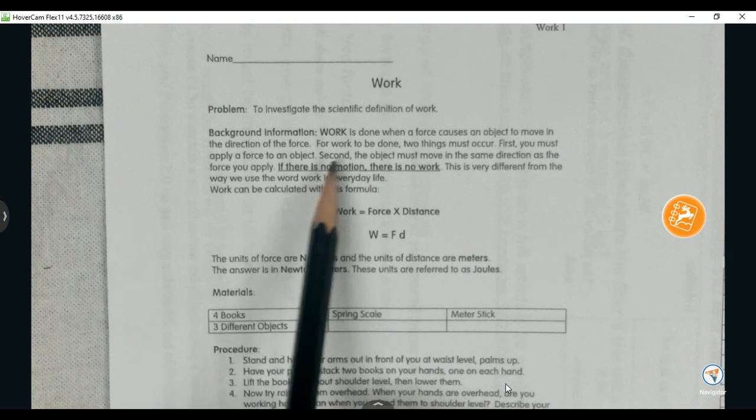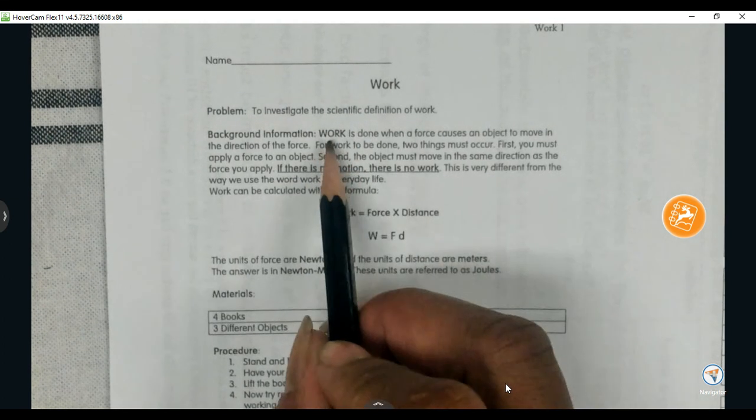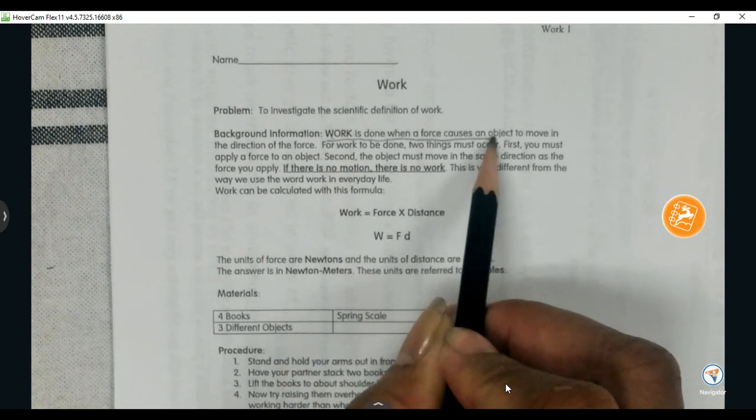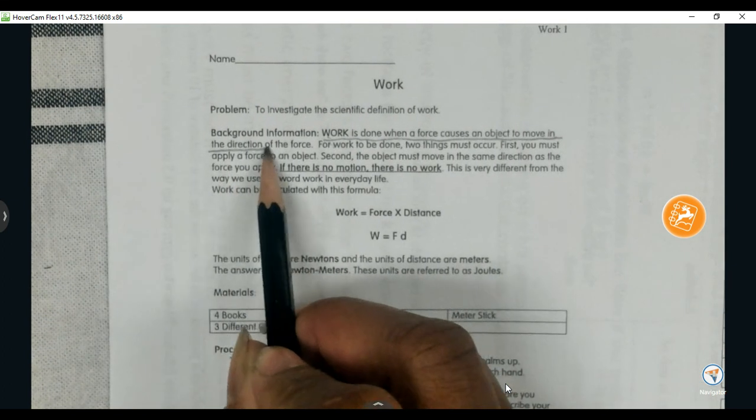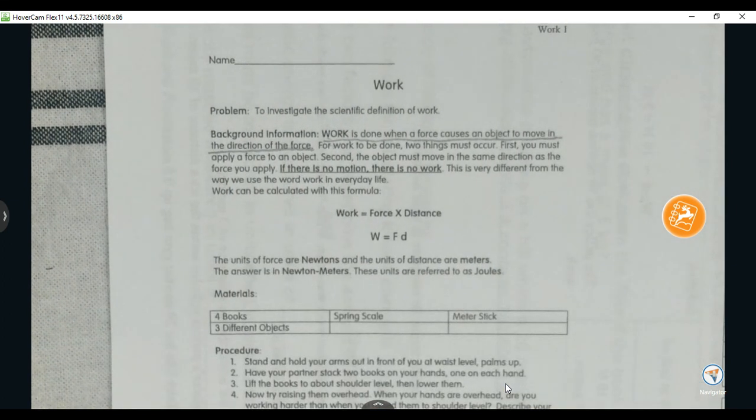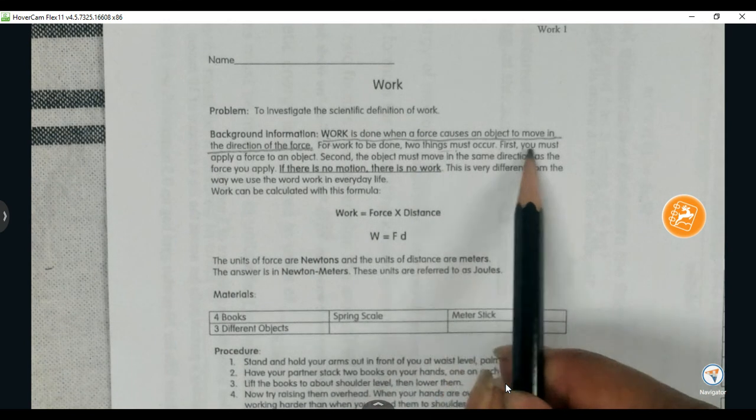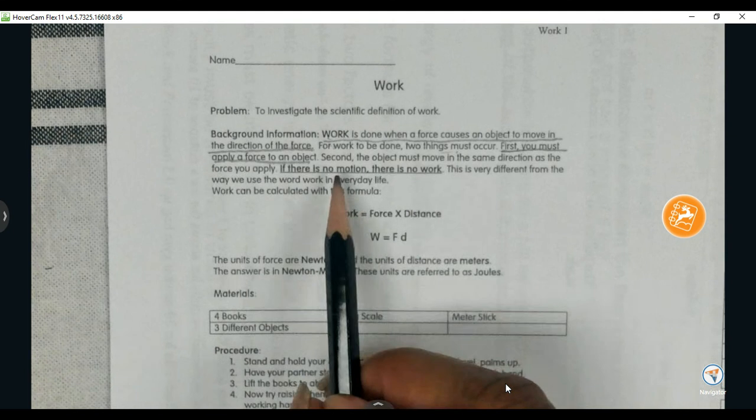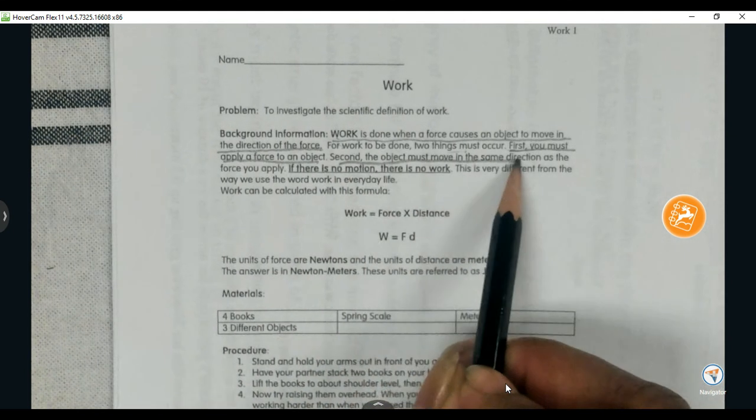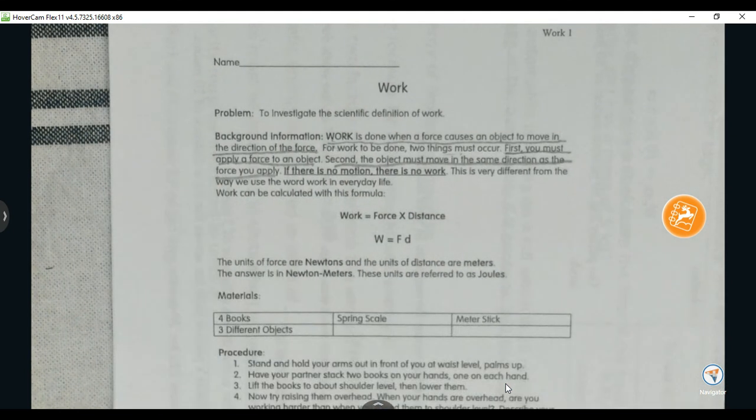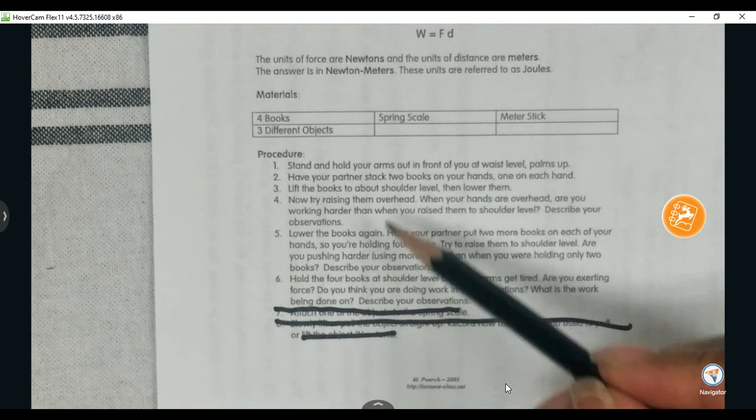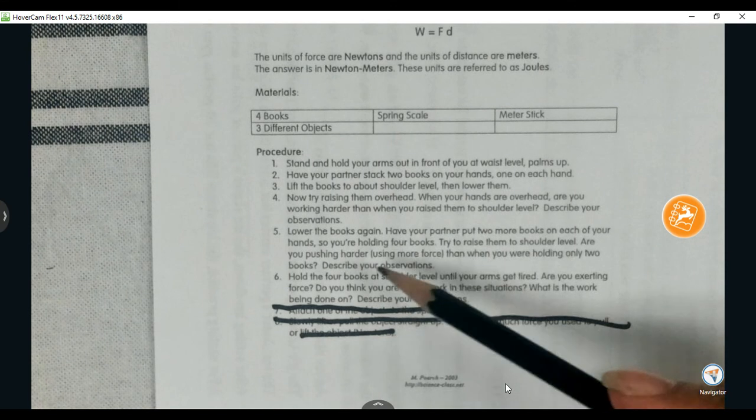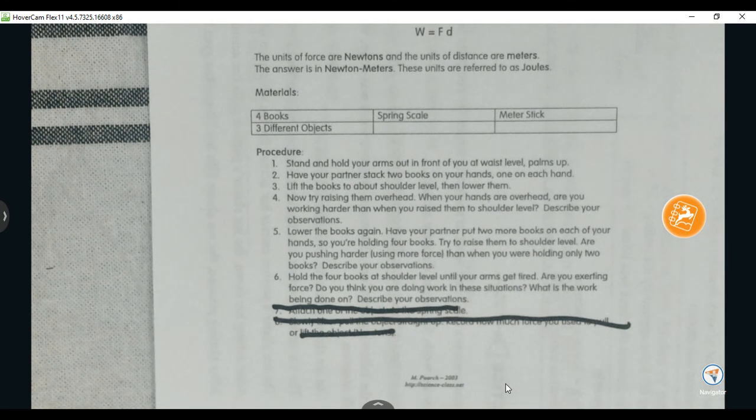So they give us the definition of work. Work is done when a force causes an object to move in the direction of the force. And so, as I said, it requires two things. First, you have to have a force that's applied to the object. And then secondly, the object must move in the same direction as the force that's applied. So this is the little demo exercise that we did in class, a similar variation of what I just did a moment ago.